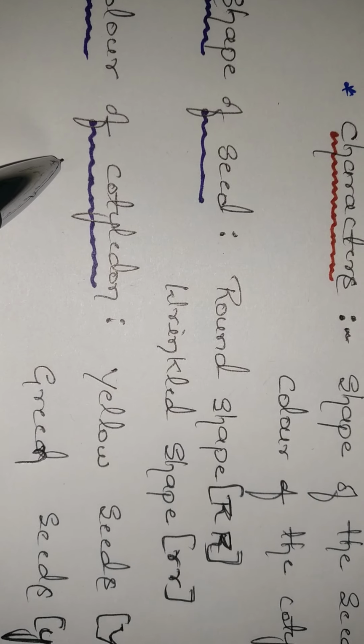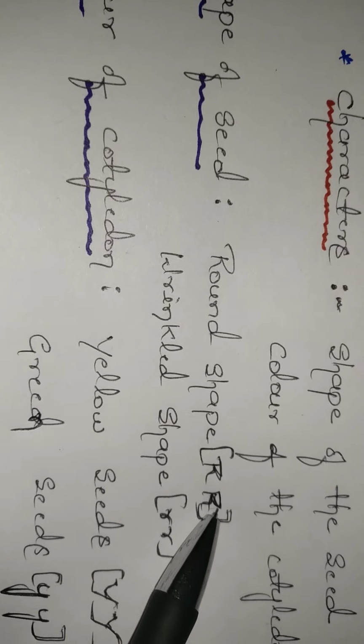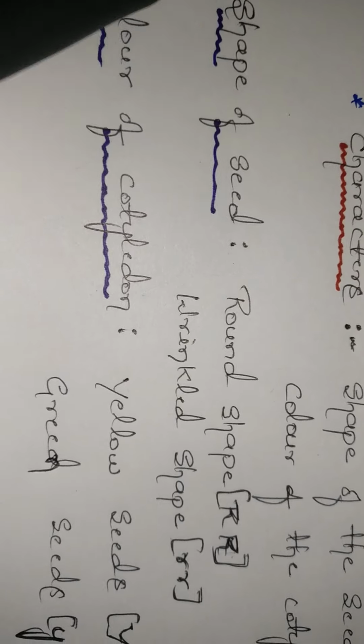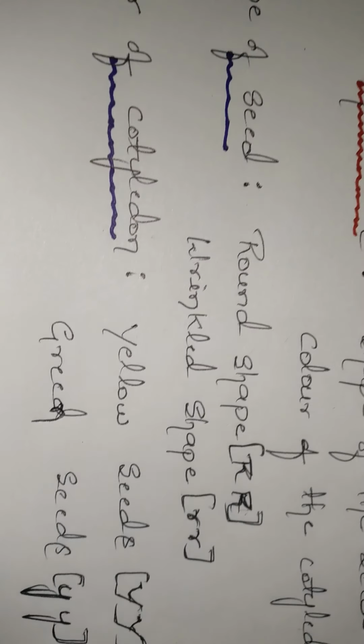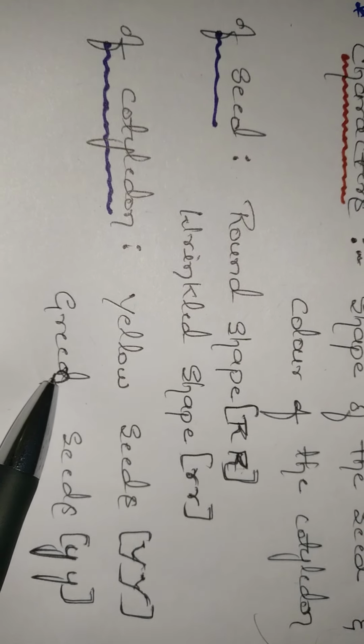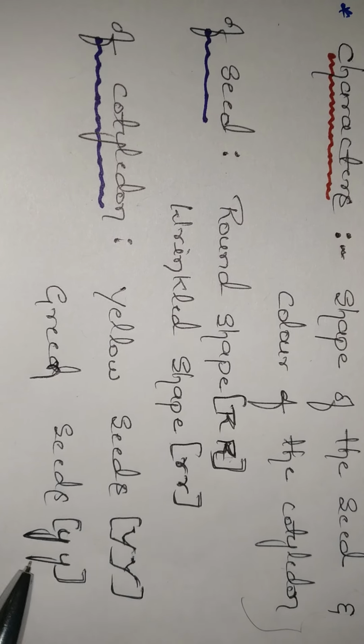That means two characters of the two different parents. Round is one parent, wrinkled is a different parent, in the case of the shape of the seeds. In the case of the color of the seeds, here we can see the two parents: one is yellow, the other is green, right? Such that he has mentioned the genotypes too.